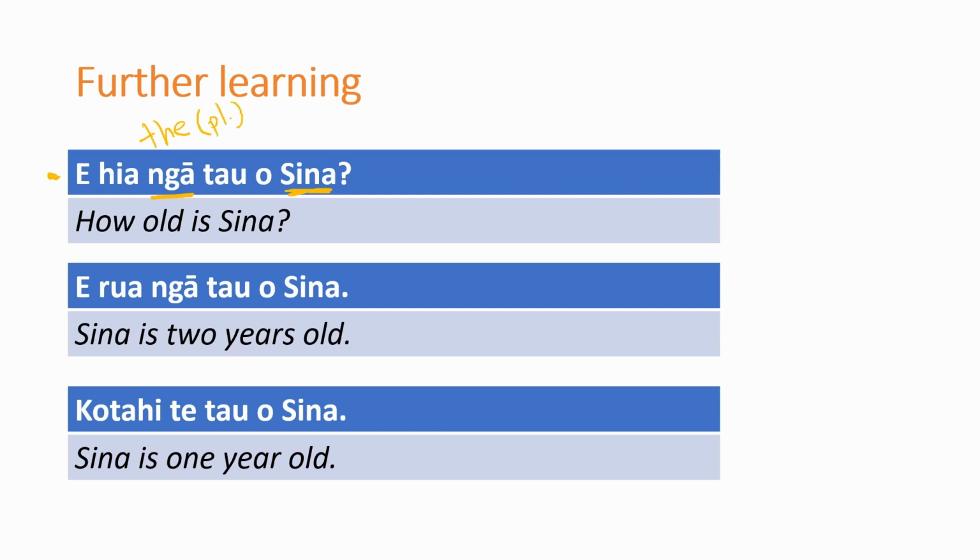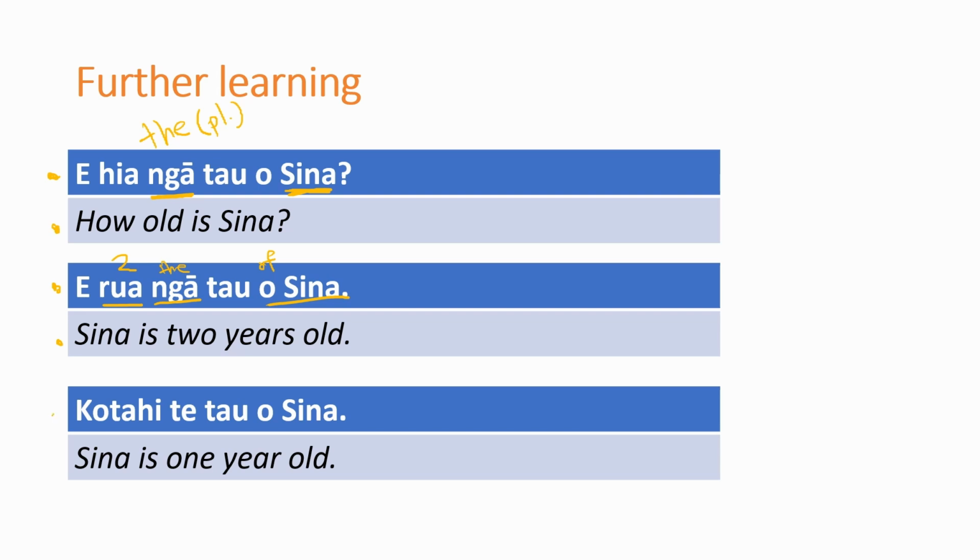Okay, so it just means how old is Sina. You can answer it like this: e rua ngā tau o Sina. Rua means 2, ngā means the, plural, o means of, and Sina. So the sentence means Sina is 2 years old.